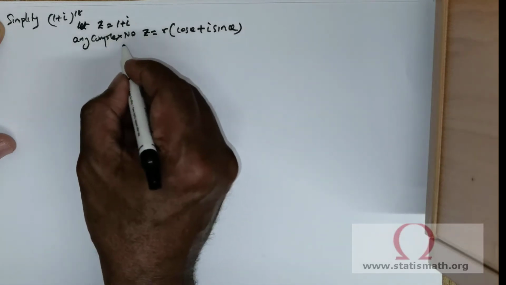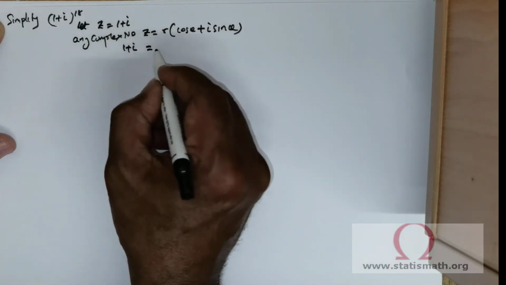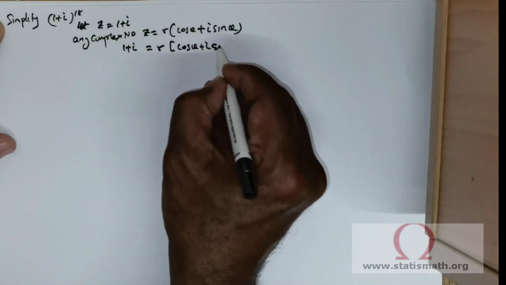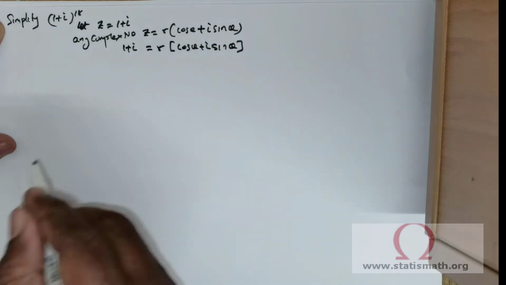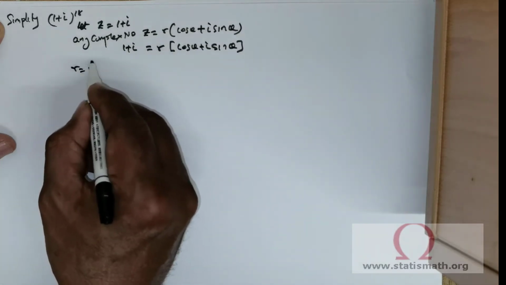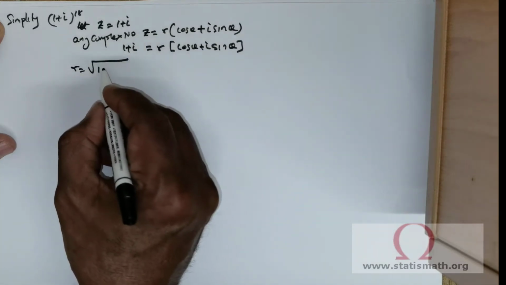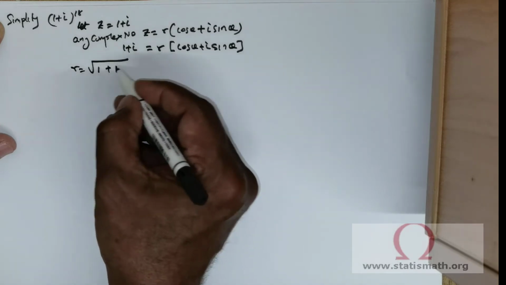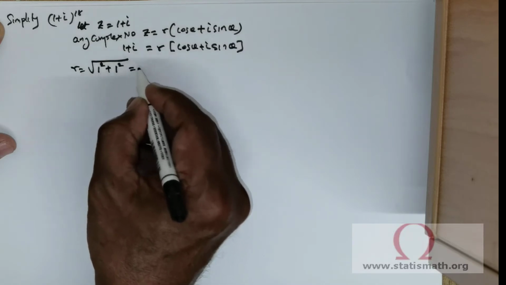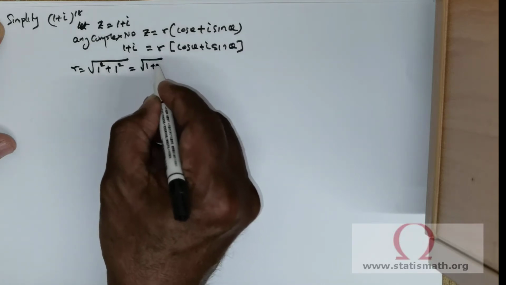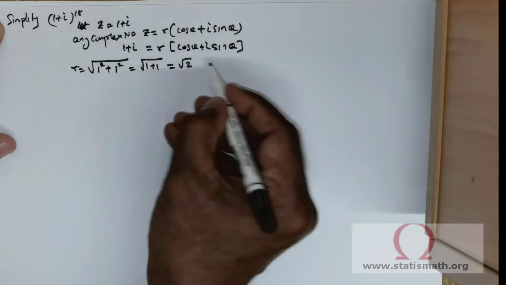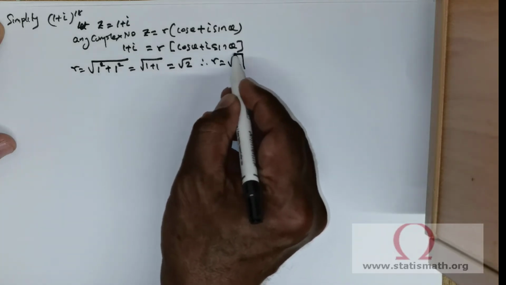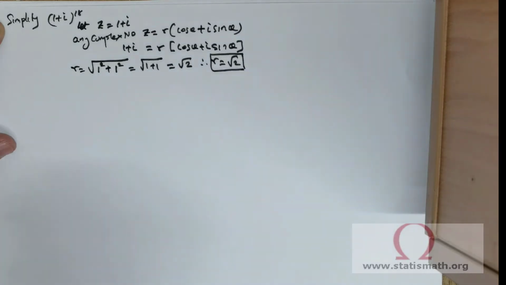Okay, but my z is actually 1 + i. So 1 + i is equal to r times (cos theta + i sin theta). r is the modulus, right? So that's going to be root of 1 squared + 1 squared, since the coefficient of i is also 1, which is root of 1 + 1, which is root of 2. So you can state that r is equal to root of 2. You can place that in a box.